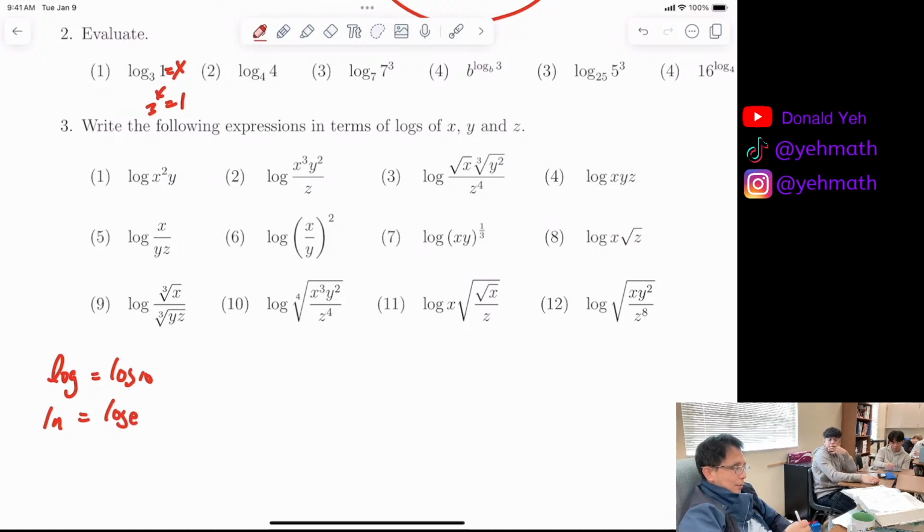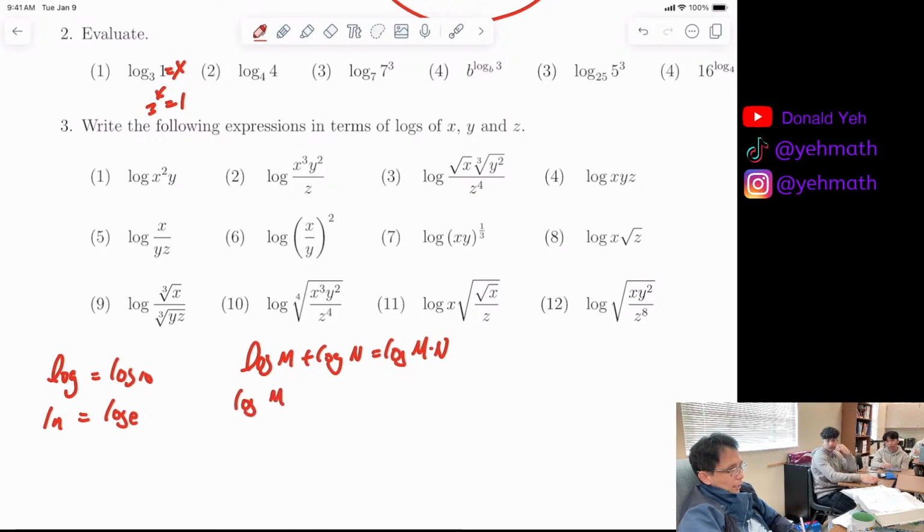Now it doesn't matter whether it's log or natural log, they follow all the basic log rules. The log rules go like this. Log of m plus log of n is equal to log of mn. Log of m minus log of n is equal to log of m over n. Have you seen this rule before? At the beginning of the year, I said we are going to deal with log. You have to know it since the algebra test. Most of you guys don't remember.